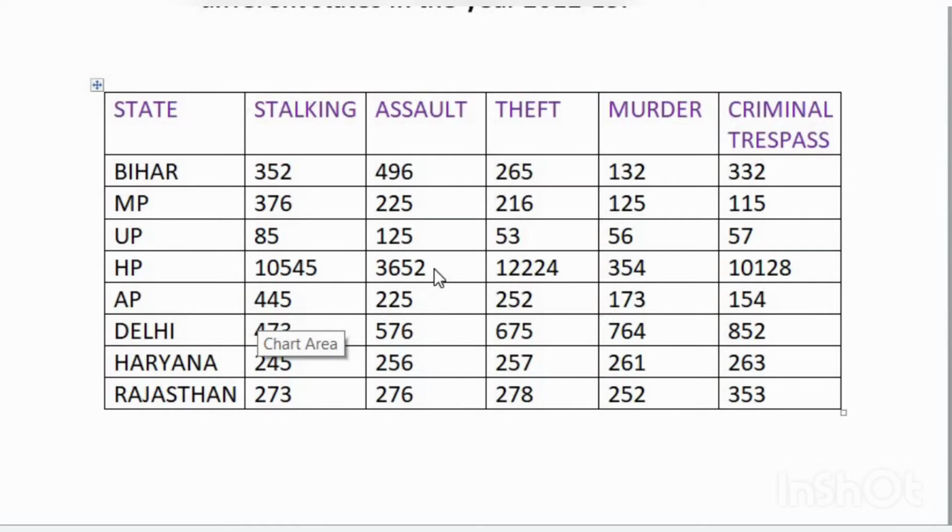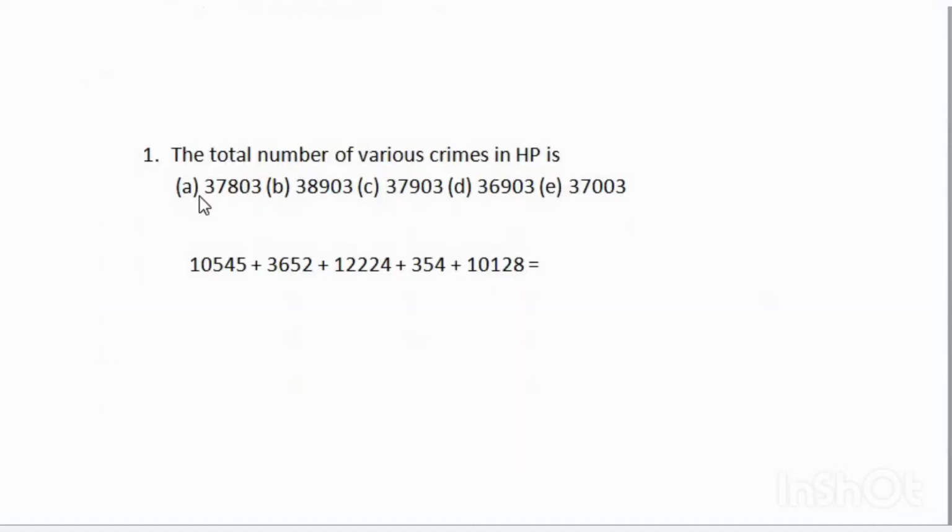10,545 plus 3652 plus 12,224 plus 354 plus 10,128, right? Add all these numbers. First units place. 5 plus 2 is 7, plus 4 is 11, plus 4 is 15, plus 8 is 23. So write 3 here. Remainder 2 is there. Then tens place: 4 plus 5 is 9, plus 2 is 11, plus 5 is 16, plus 2 is 18, plus that remainder 2.